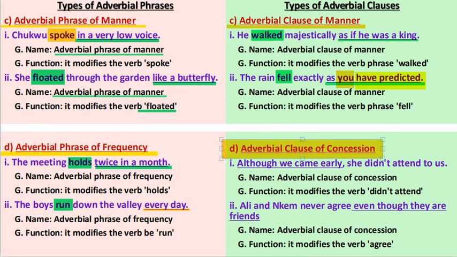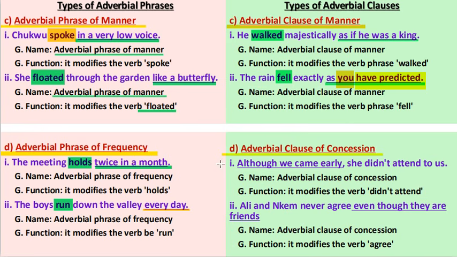Adverbial clause of concession. This adverbial clause of concession provides the opposite of what we have in the main clause. It shows the opposite, and it is usually introduced by subordinate conjunctions such as although, though, unless. I think these are the major ones. Okay, and however. Let's see the example we have.